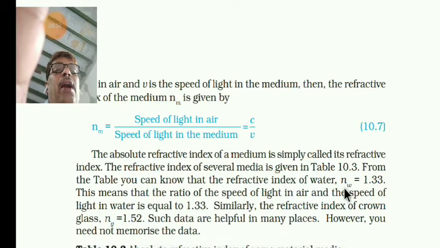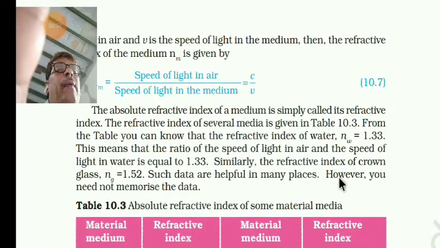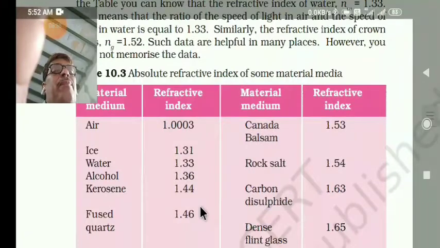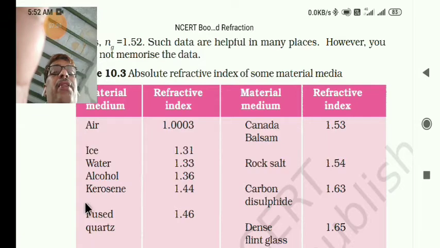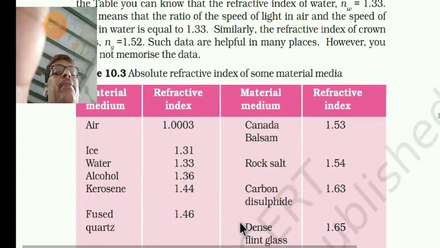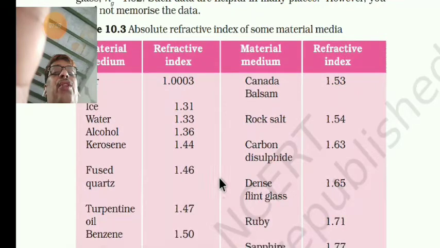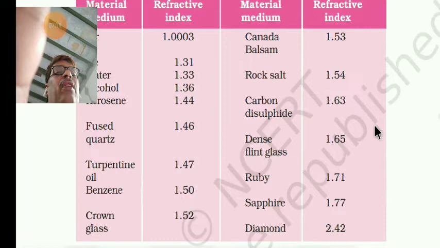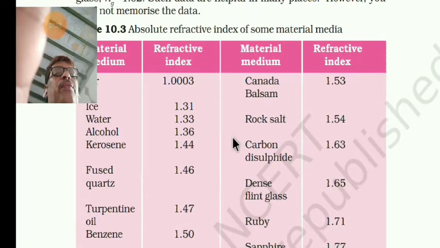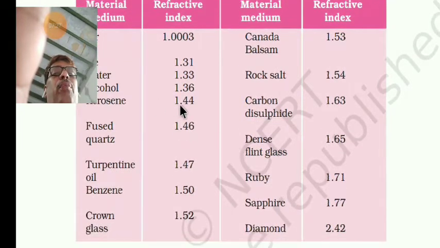However, dear students, there is no need to memorize the table. All the data are given here. If it is asked in the examination, only remember water. Other things are not needed. In this table: kerosene 1.44, fuel 1.46, turpentine 1.47, benzene 1.50. All of these are given to you in the examination, but only remember water and kerosene, which is 1.44.